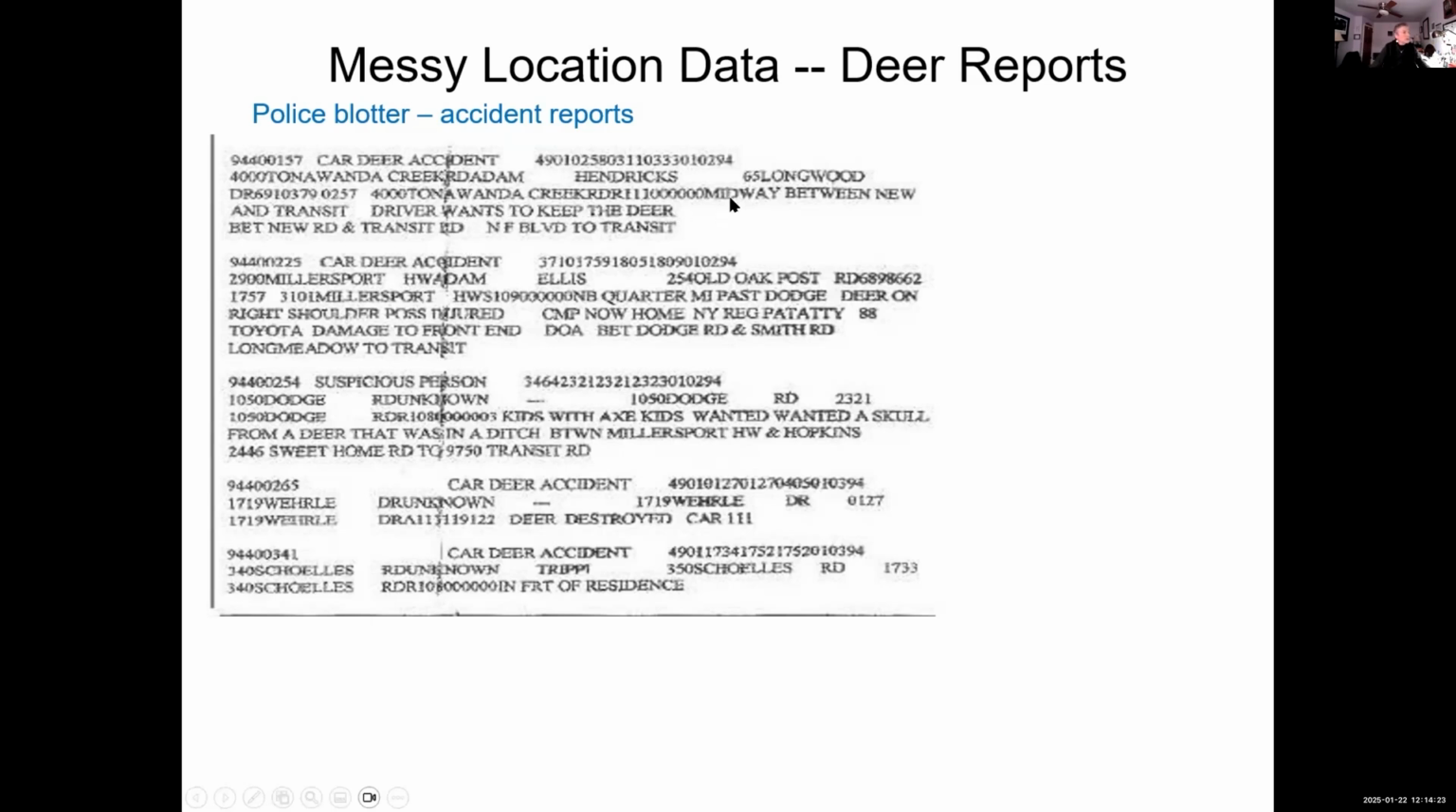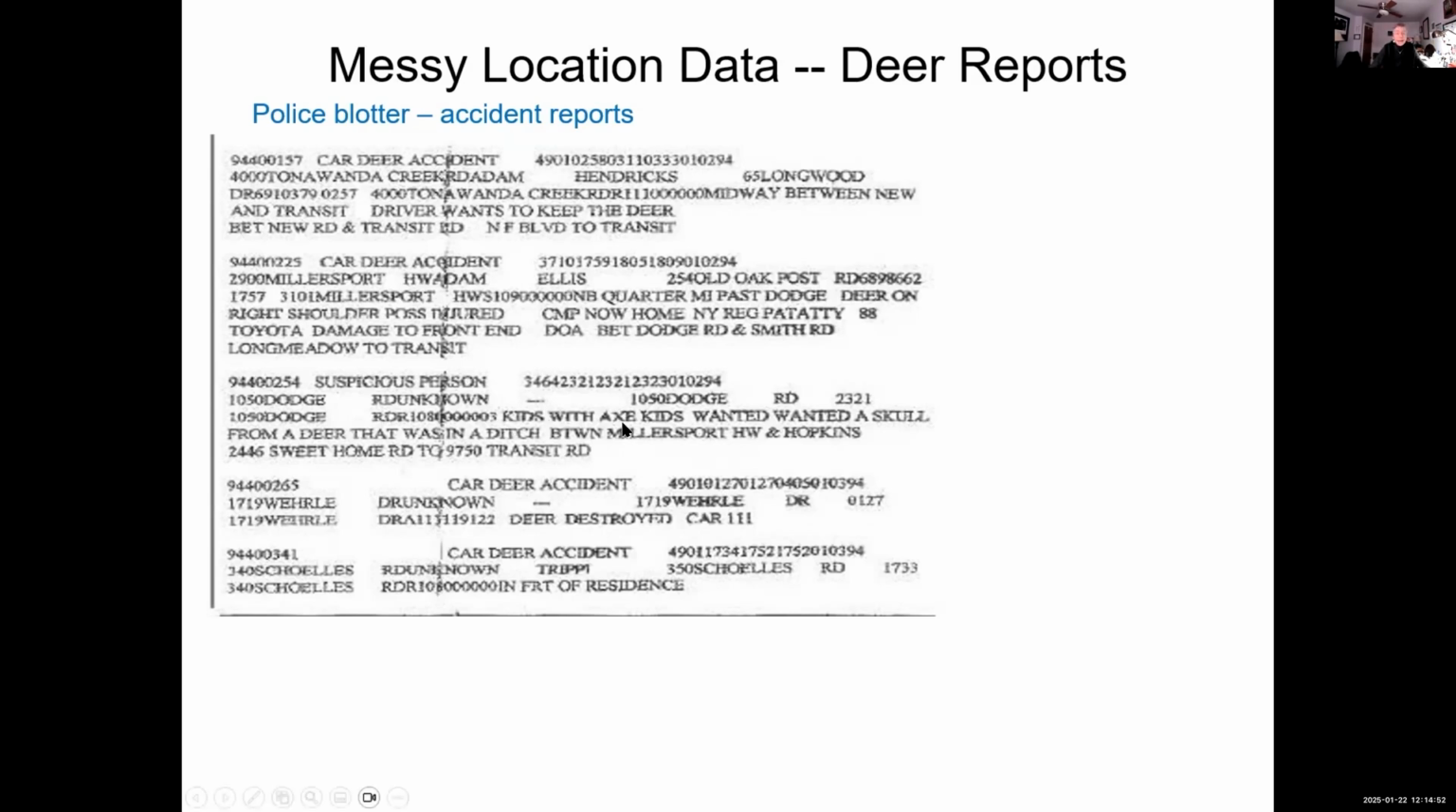So this is a deer vehicle accident that was midway between New Road and Transit Road, two roads in Amherst. Driver wants to keep the deer. That's very common. Here's another one. The deer is on the right shoulder, possibly injured, and then later on, dead on arrival between Dodge Road and Smith Road. You know, there's no coordinate here. There's no latitude and longitude. And so the question is, how do you actually turn that into a mapped coordinate?